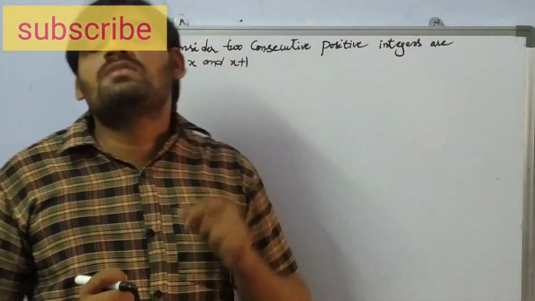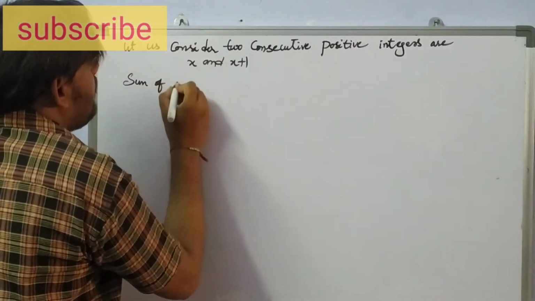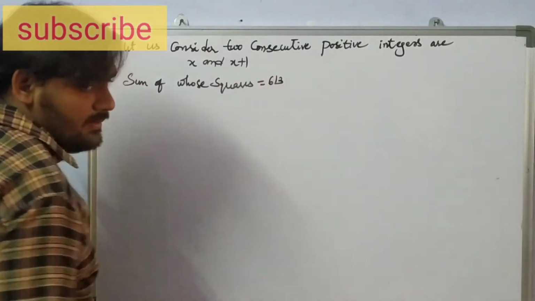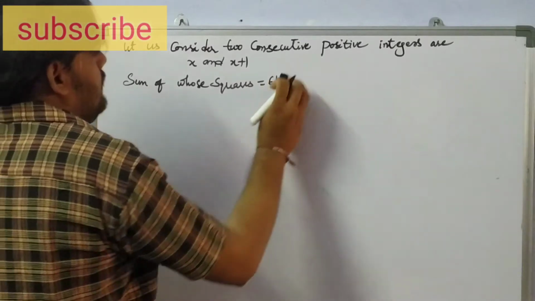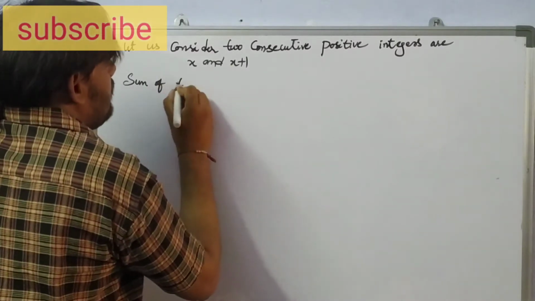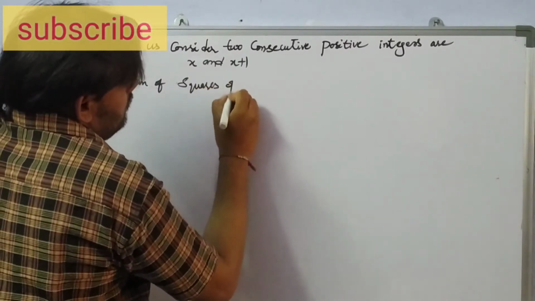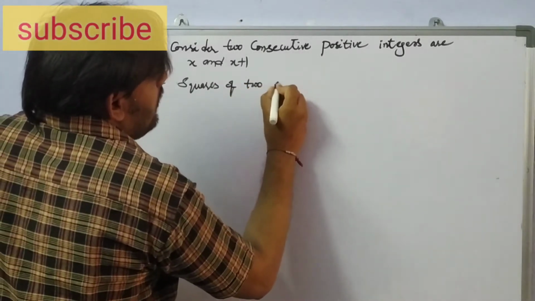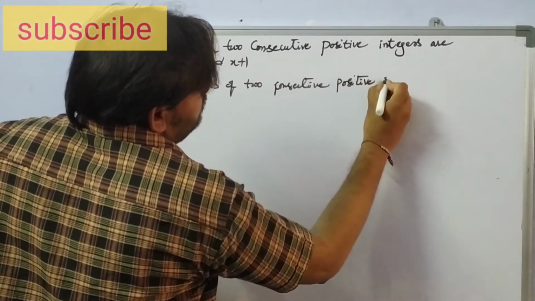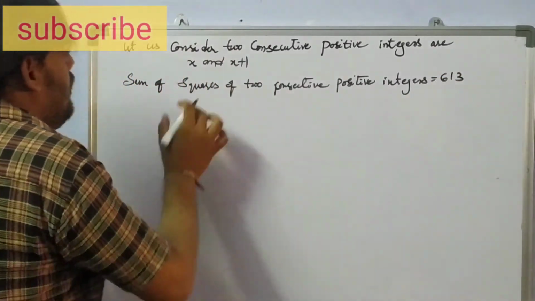Next, sum of whose squares is 613. So according to the problem we can write as sum of squares of two consecutive positive integers is equal to 613. Now this is the statement.